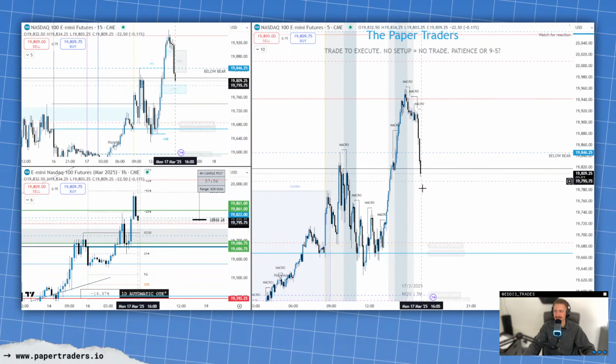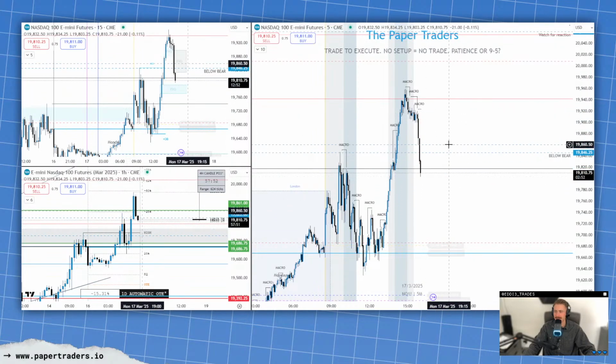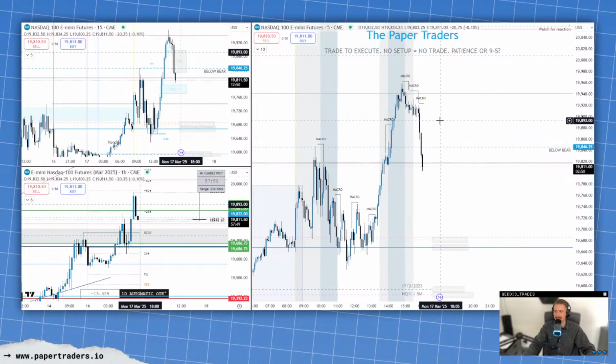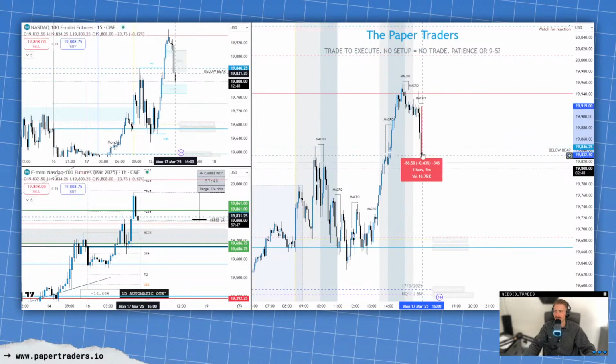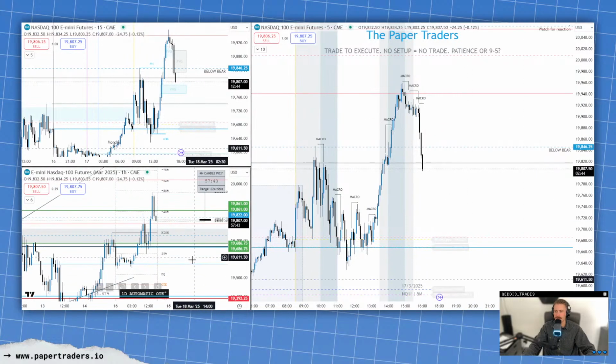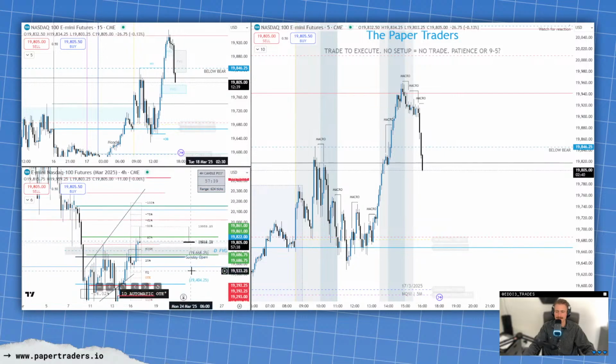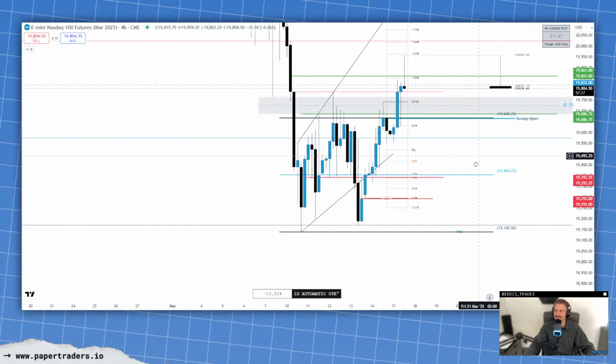Could not hold above it. Booyah. That last 15-minute sell off. What a dump. I like it. We like that. Look at that 4 hour close. Ooh. That's gross.